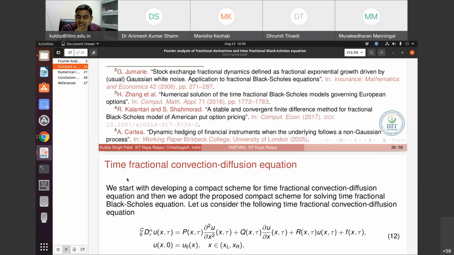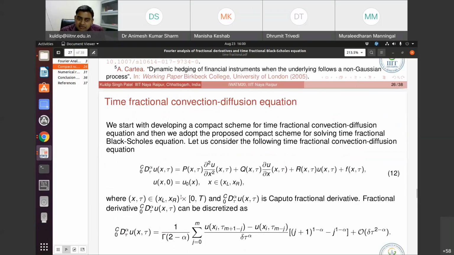But since we are establishing this compact scheme as robust and general, I should first apply this to the time fractional convection diffusion equation, then I'll come to the space fractional convection diffusion equation. So this is the time fractional convection diffusion equation, and this is the Caputo derivative, right?